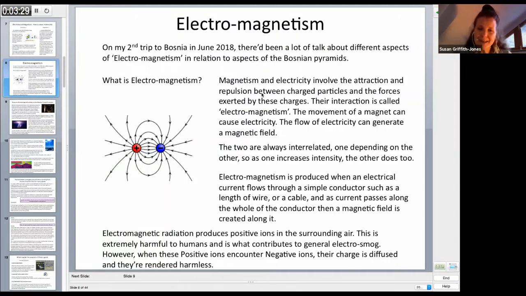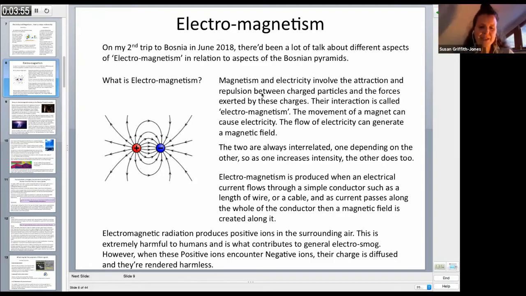Electromagnetism is produced when an electrical current flows through a simple conductor, such as a length of wire or a cable, and as current passes along the whole of the conductor, a magnetic field is created along it. Now, this was something that I really needed to think about, because what was going to be my conductor?